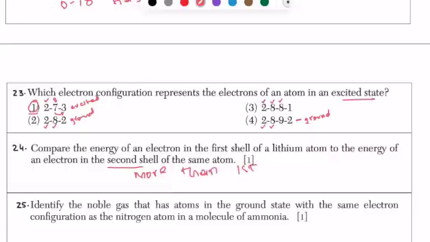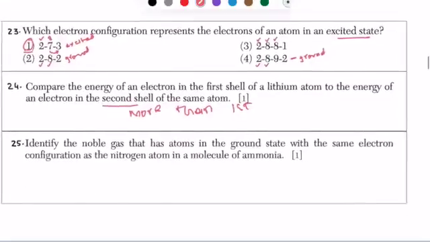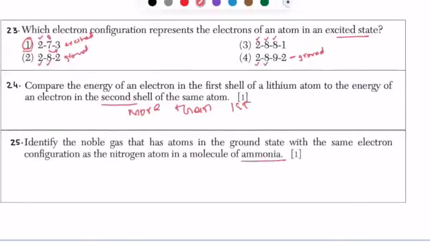Then identify the noble gas that has atoms in the ground state with the same electron configuration as the nitrogen atom in a molecule of ammonia. Now this is interesting. If you remember, we said that ammonia is NH3. Now, if you draw this out, nitrogen has 5 valence electrons. So 1, 2, 3, 4, 5. And these 3 electrons that are not in a pair, they are going to make a bond with hydrogen.